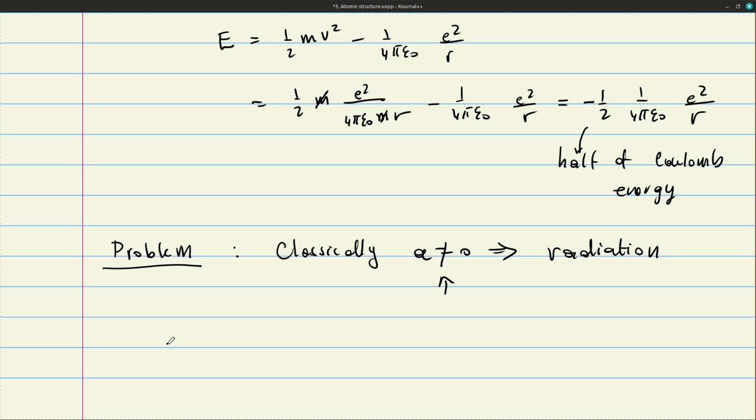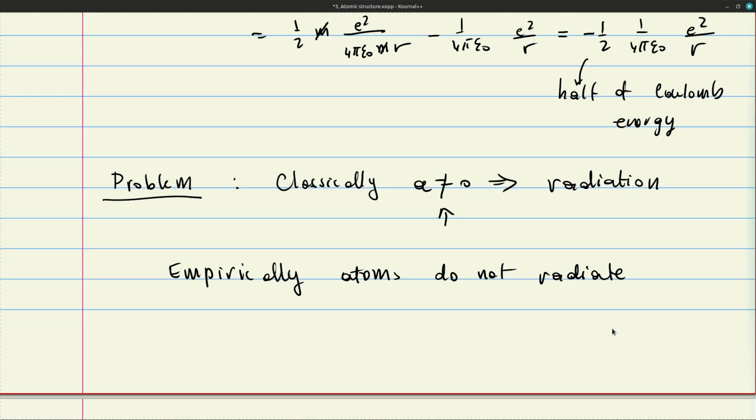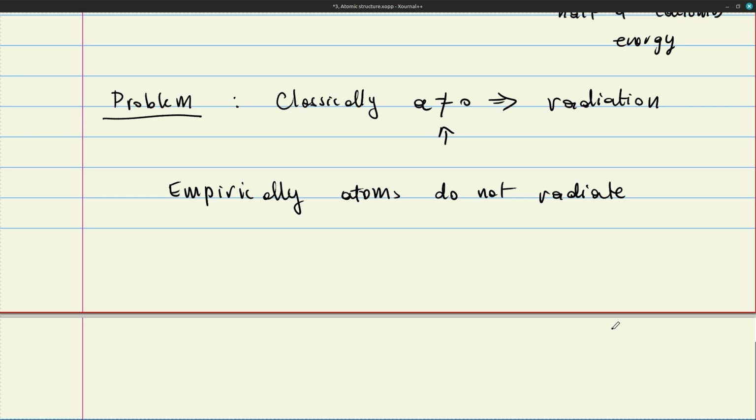However, empirically, atoms in their steady state do not radiate. Right? They are stable forms of matter. If it's stable, it shouldn't radiate, because if you are radiating, you are losing energy, and eventually you should dissipate. So that was the first problem.